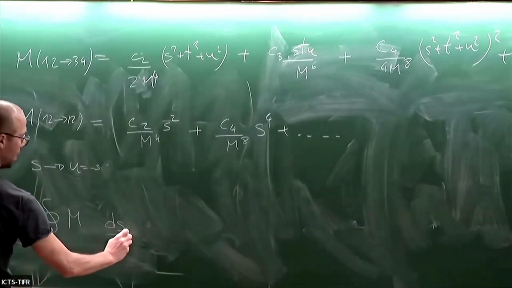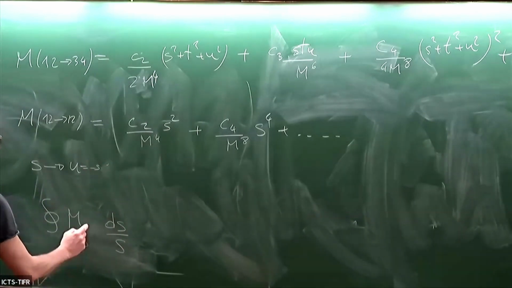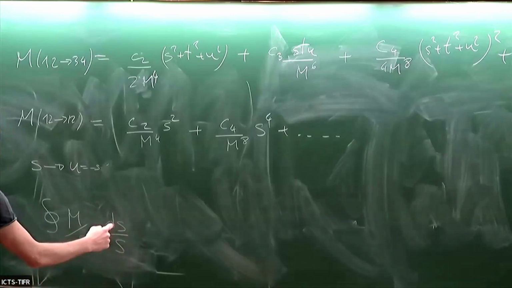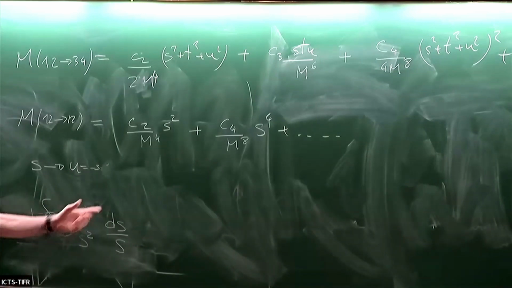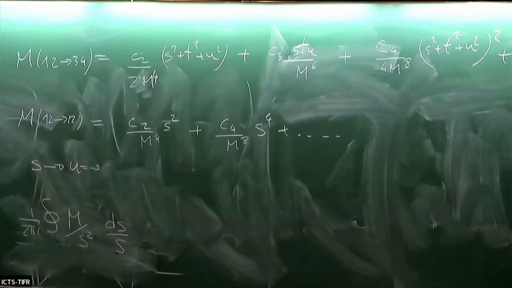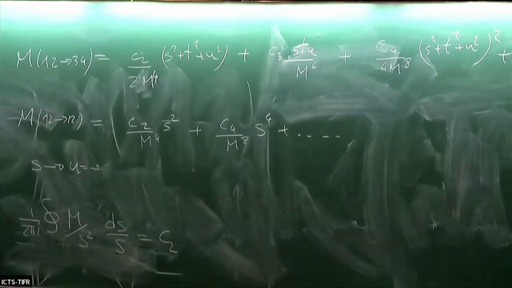Yes, over S of M, so I divide by S squared. I want to select S squared, so I divide by S squared. Then I take a contour around with this ds over S, then divide by 2 pi I. Cauchy theorem is telling me that this has a simple pole at the origin, so this is going to give me C2.